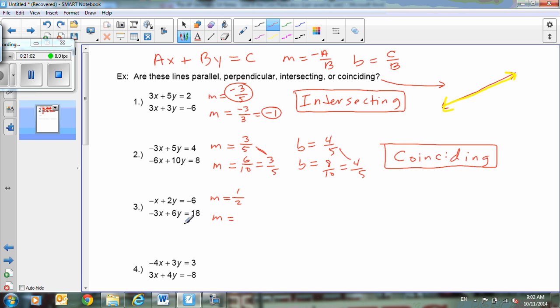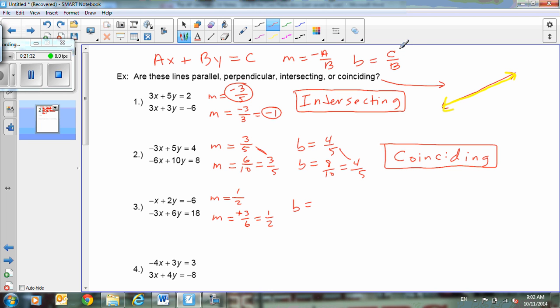The slope of the second line, opposite of a over b, that would be -3 over 6, which reduces to, oh, whoops, I'm so sorry. The opposite of -3 is +3. And +3/6 reduces to 1/2. So again, we have the same slope. But we have to keep going. We don't know yet whether these two lines are parallel or coinciding. We'll know by looking at their y-intercepts. So let's do that real quick.